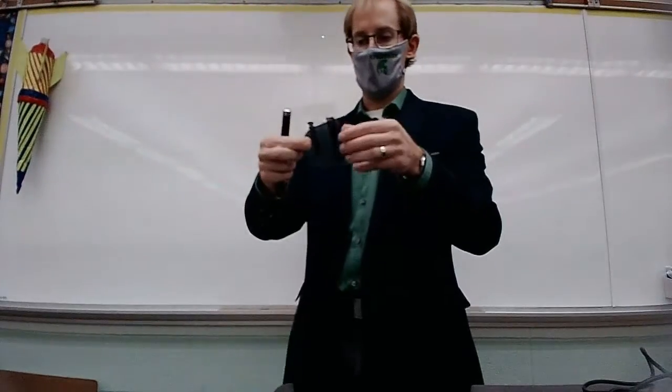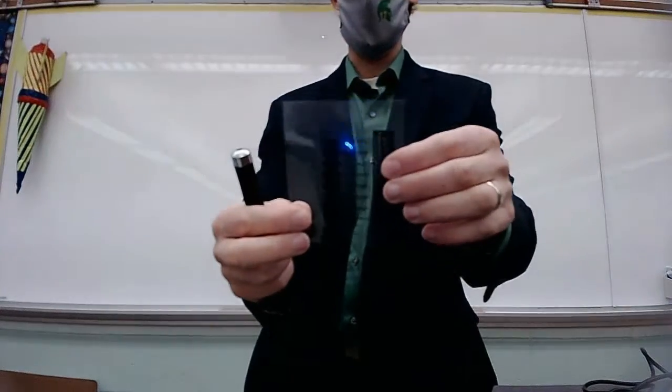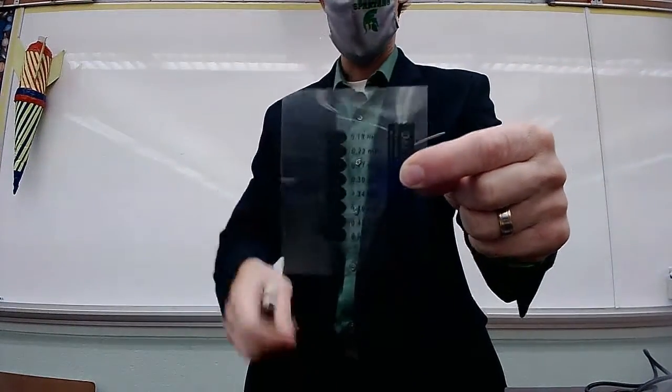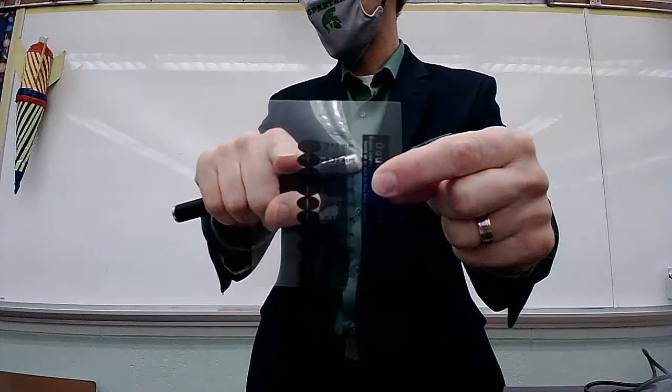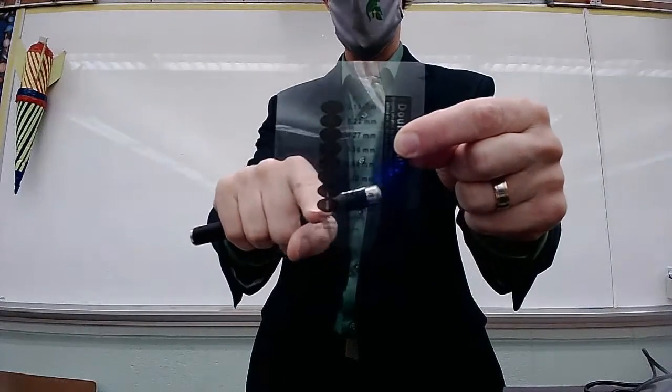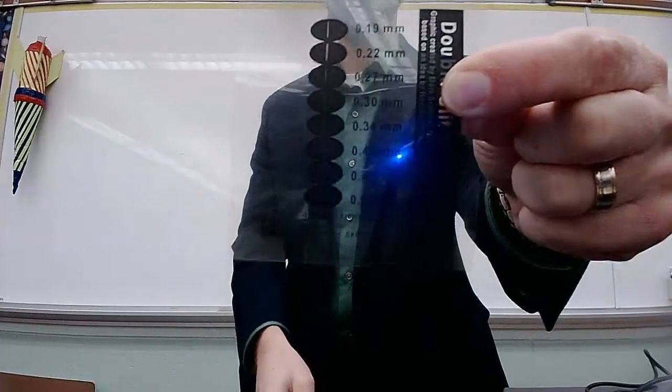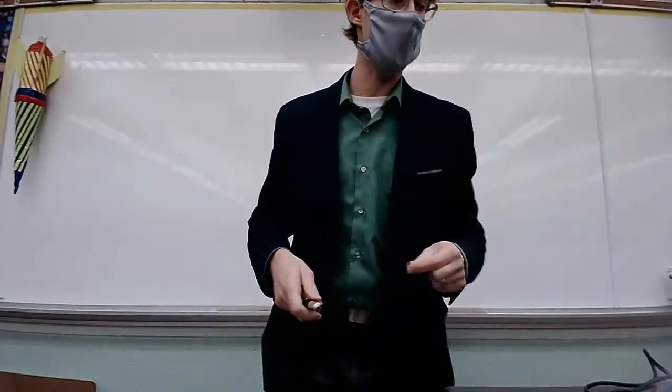So, what we did is we shined a laser beam through this. It's called a diffraction grating. On the top, we've got slits that are very close together. On the bottom, we've got slits that are far apart. And so I'm going to shine the laser through those in order, and we're going to see exactly what changes on the whiteboard as we do this.